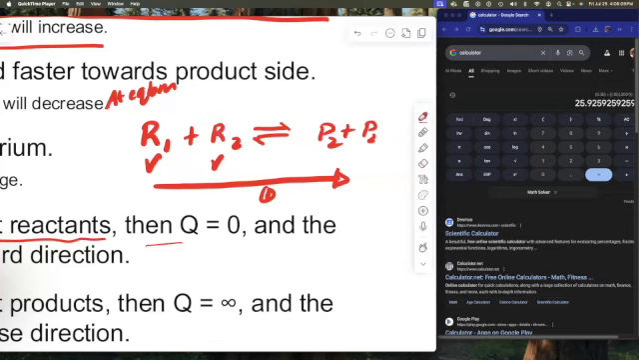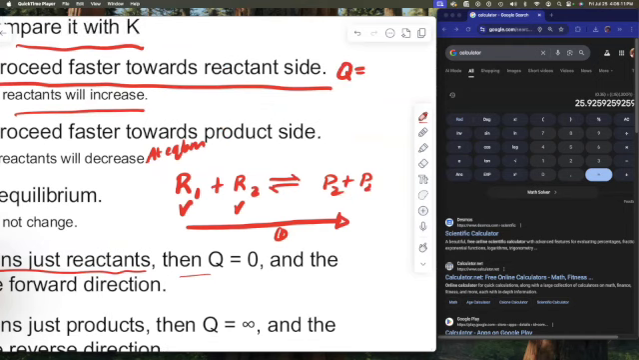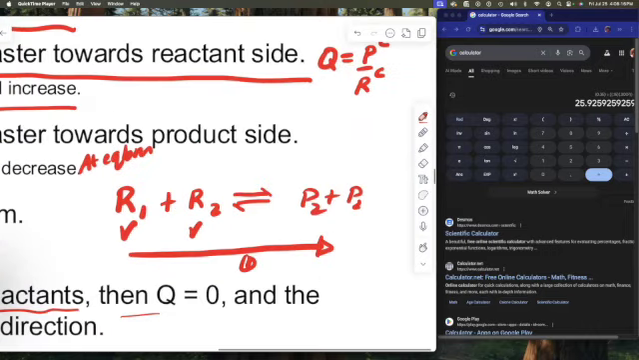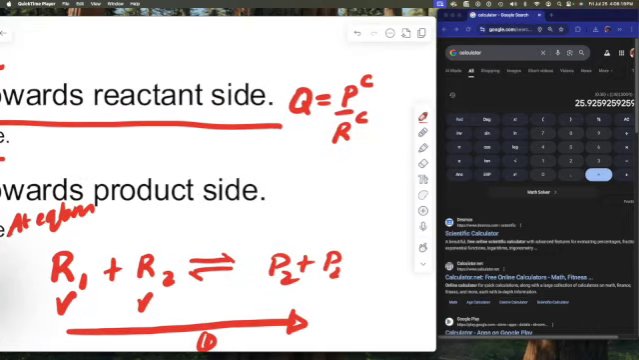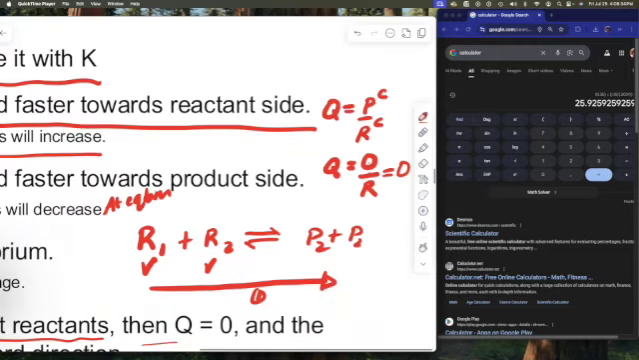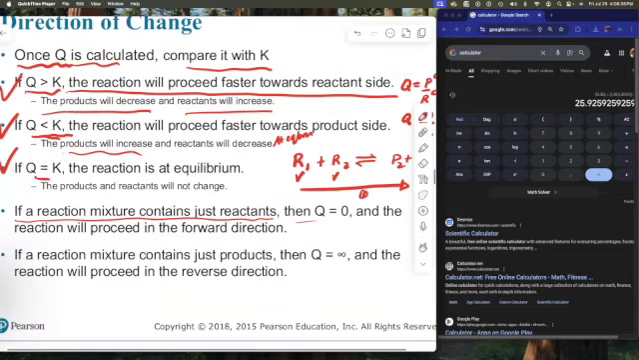Okay, so back to the value of Q. Since Q is equal to product over reactant, raised to the power of the coefficient. Now, yeah, I'm shortening this. I'm trying to conserve my energy. In the world of math, since we started this problem saying there was zero product, we can say here the amount of product is zero. Amount of reactant, we don't know, but it's some number. Zero divided by any number equals zero. So mathematically, when we have a reaction mixture containing just reactants, Q ends up being zero. And the reaction has to proceed in the forward direction to make products.